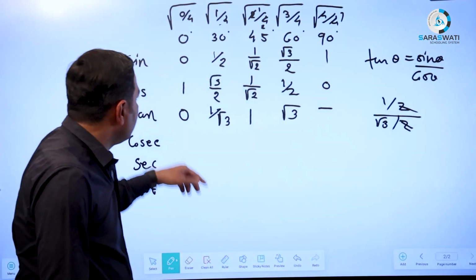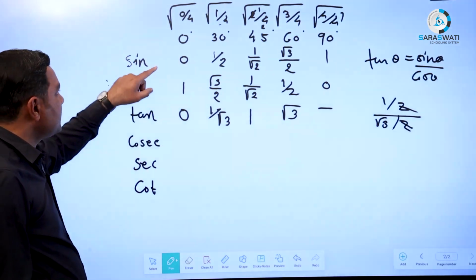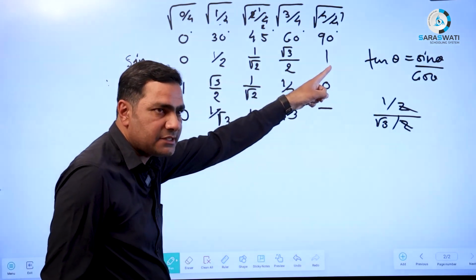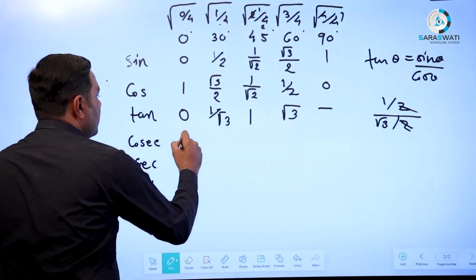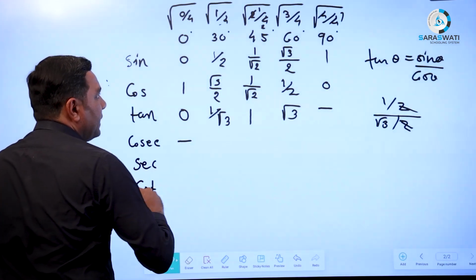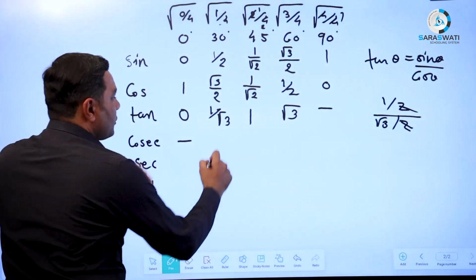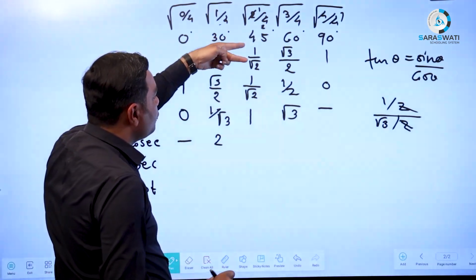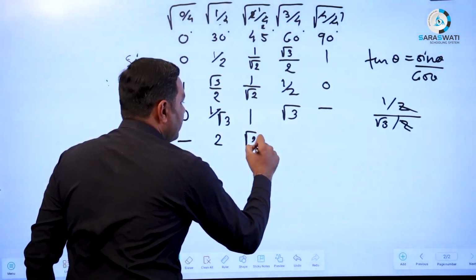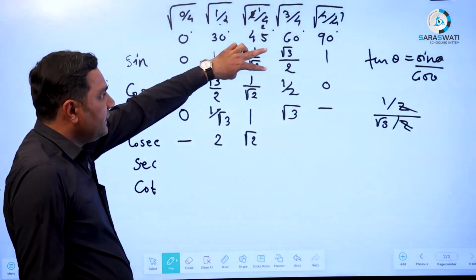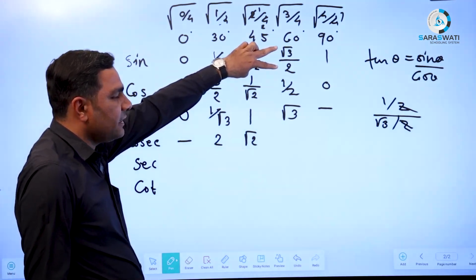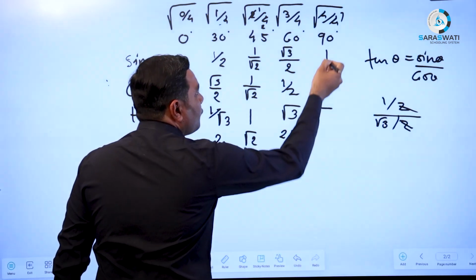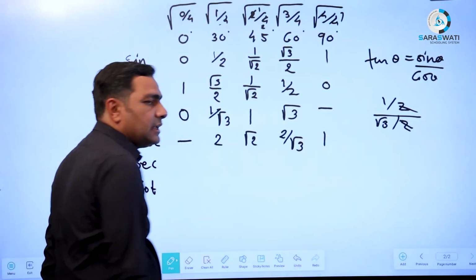So we all know the reciprocal of sine is cosec. So once we want to prepare the sequence of cosec, we will take the reciprocals of each of these values. Let's begin with 0. 1 upon 0, we all know it is not defined, so I'll put a dash. 1 upon 2, the reciprocal is 2. Then 1 upon root 2, the reciprocal is root 2. That means cosec 45 will give you root 2. Then cosec 60, that is the reciprocal of root 3 by 2, that is 2 by root 3, and of course the reciprocal of 1 is 1 only, right?